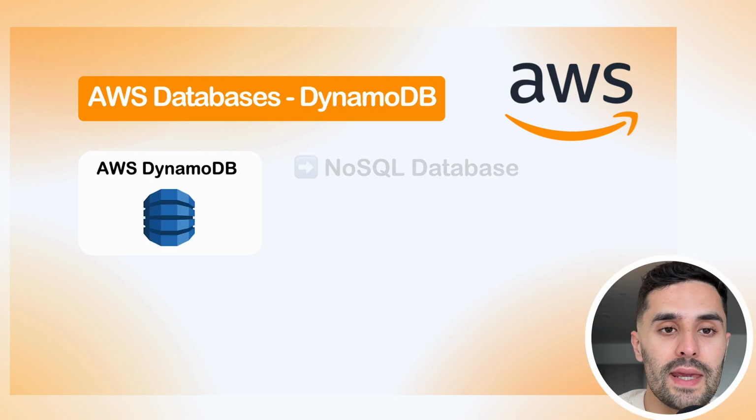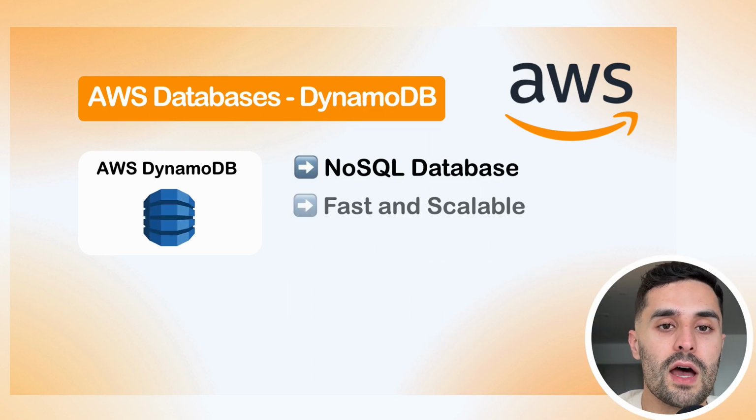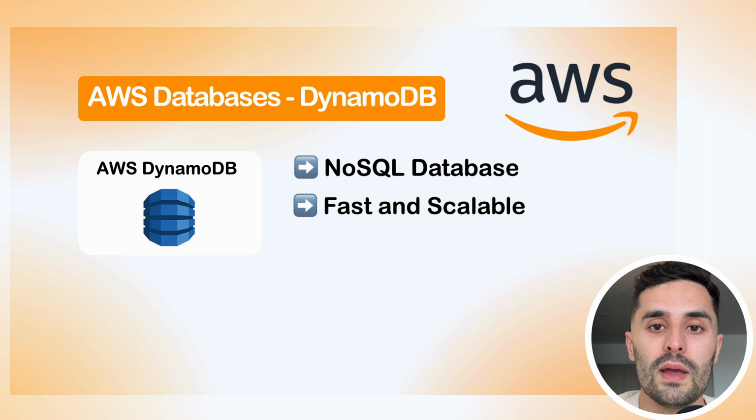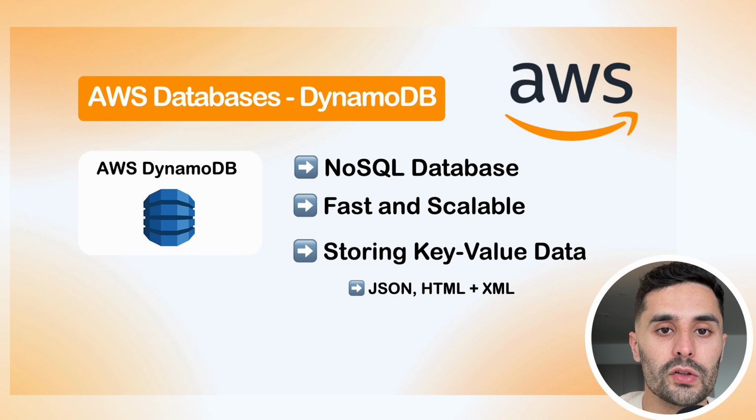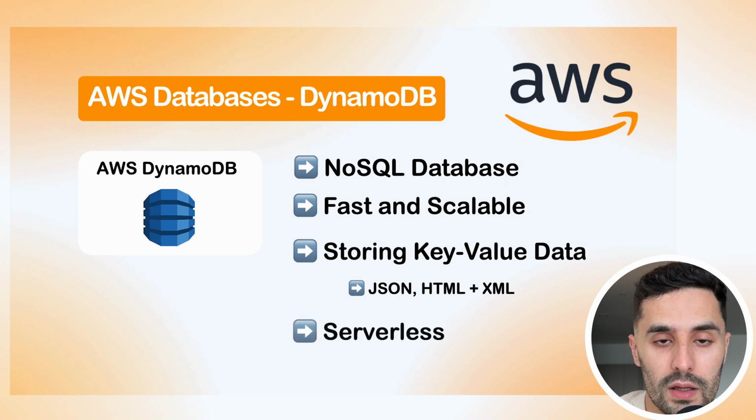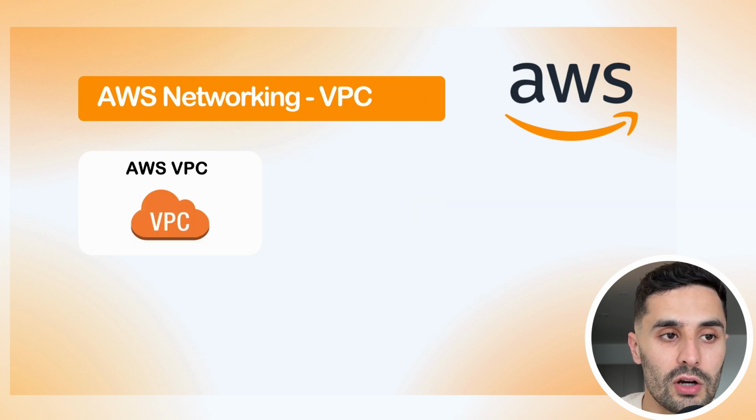Now, DynamoDB is a NoSQL database service which is fast and scalable. A database great for storing key value data, document data models such as JSON, HTML, and XML. DynamoDB is a fully managed service like Lambda, so you don't have to worry about the infrastructure behind it.